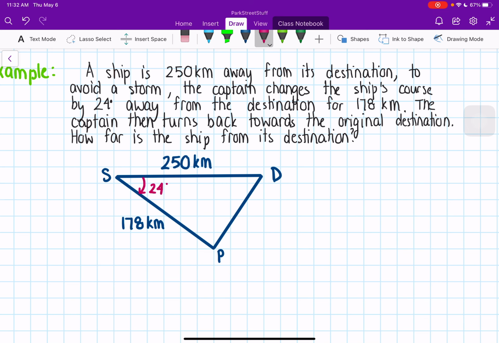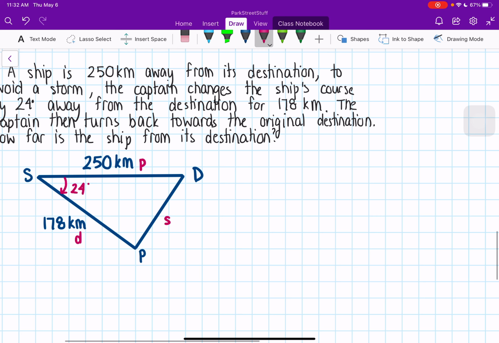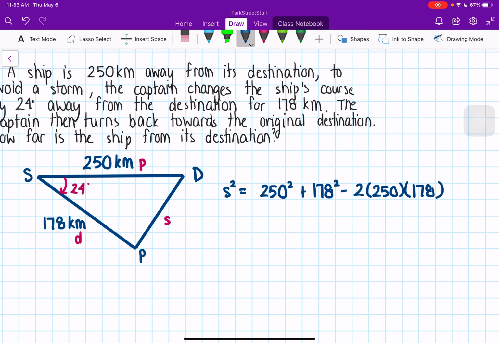So we're going to just label this using our vertices. So this is going to be S, this would be D, and that would be P, using the letters that I used. If you were doing this for yourself, you could use any letters that you wanted, okay? So we're looking for the distance of S. So remember, cosine law gives us S squared. Minus 2 times 250 times 178 cosine of 24.